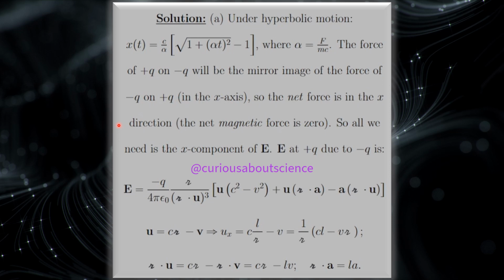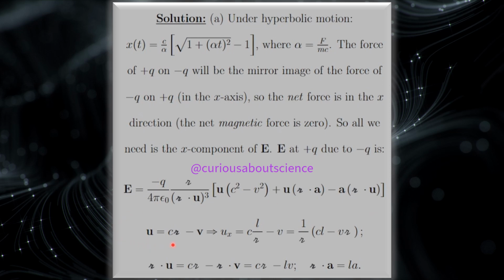At positive q due to negative q, this is E equal, of course, if we have a point charge moving, we have to use the formula here. Again, this is from chapter 10. So here we were able to describe everything on the diagram, but now we need to write it out formally.